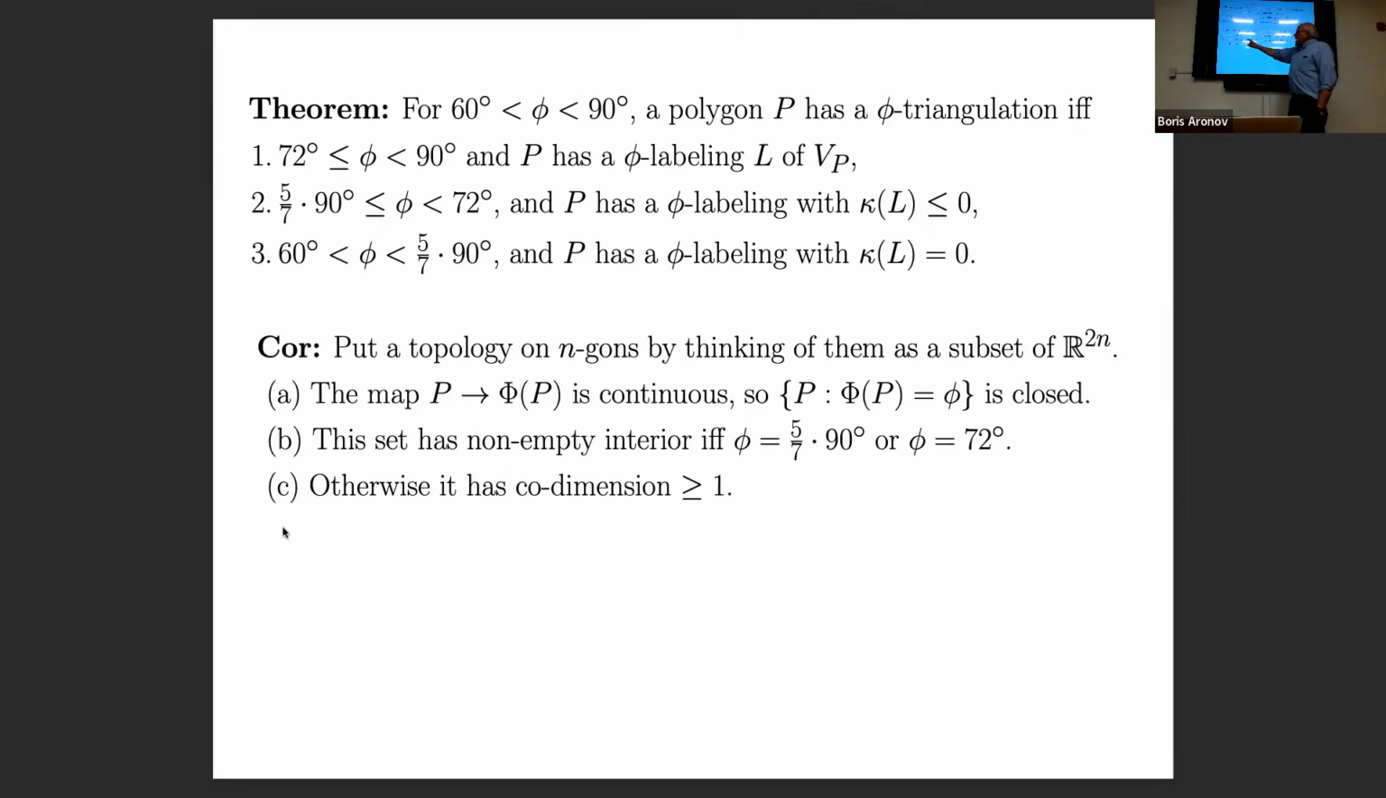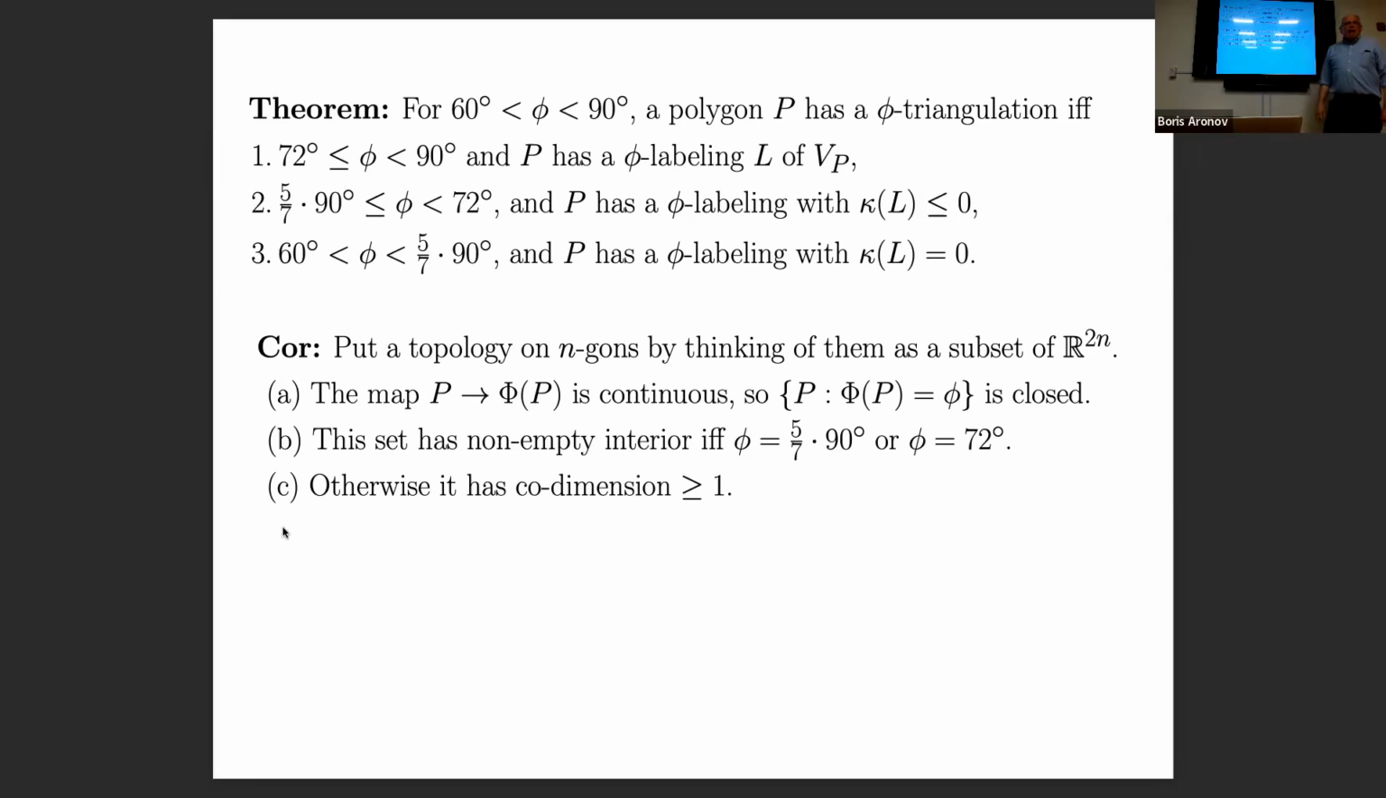So you can think of this mapping that from a polygon, you compute this optimal angle bound. So it's a mapping of polygons to numbers. And we'll think of polygons as being a subset of R^2n. So for each vertex there are 2 real coordinates, and there are n of them. This turns out to be a continuous mapping. So the inverse image, if you ask what's the set of polygons that have that bound, that's a closed set.